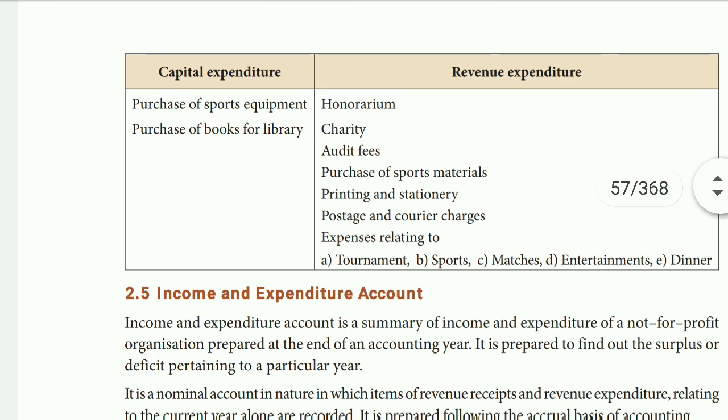See here, capital expenditure is purchase of sports equipment, purchase of books for library, and revenue expenditure, all these items. Understand? Now what is capital expenditure, what is revenue expenditure, what is revenue receipt, what is capital receipt. Now you can do income and expenditure account very easily.